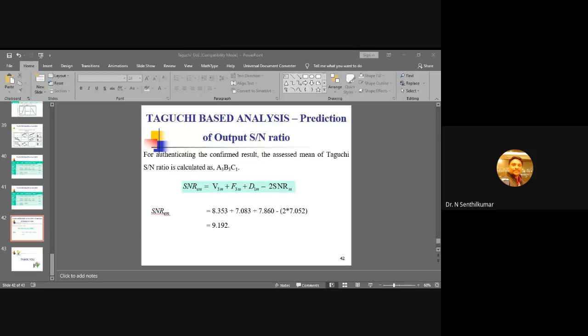So for that only we have to determine the optimum condition. The main effects plot and all we have to do only for that. So it is also possible to do multi-objective, but in a different manner, not within the software.